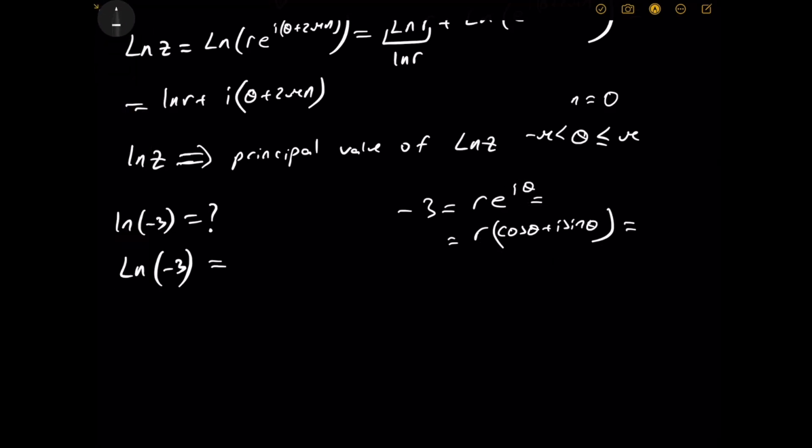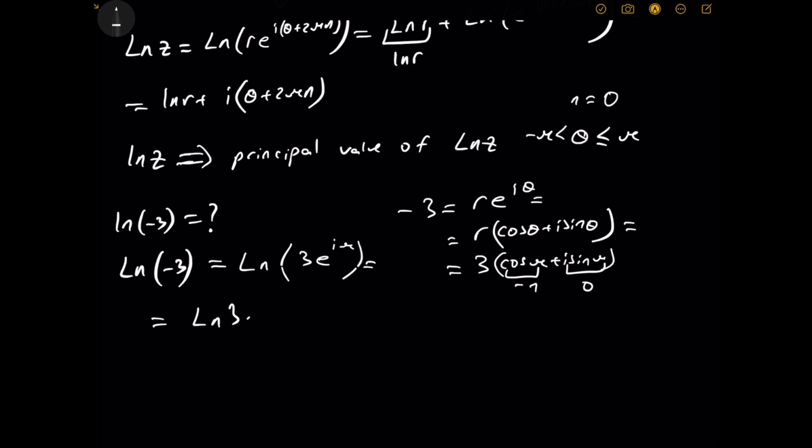And if you look at this, we said that r is a real positive number. It's going to be 3. And if we choose theta to be pi, this is 0 and this is negative 1. So we get back negative 3. Which means that negative 3 is just 3 e to the power of I pi. And this is going to be ln of 3 plus ln of this, right? And we can make this a smaller ln of plus I pi.